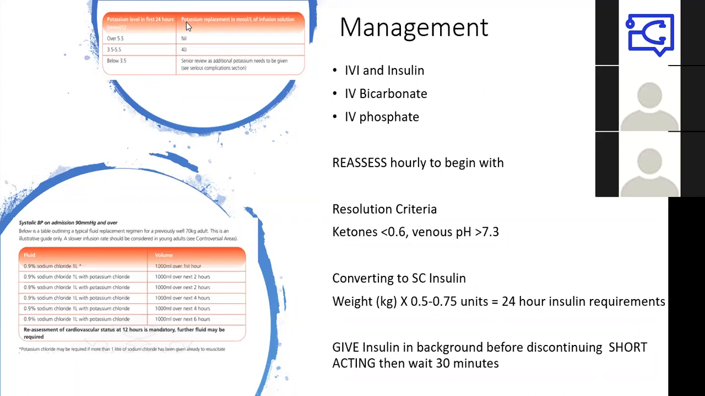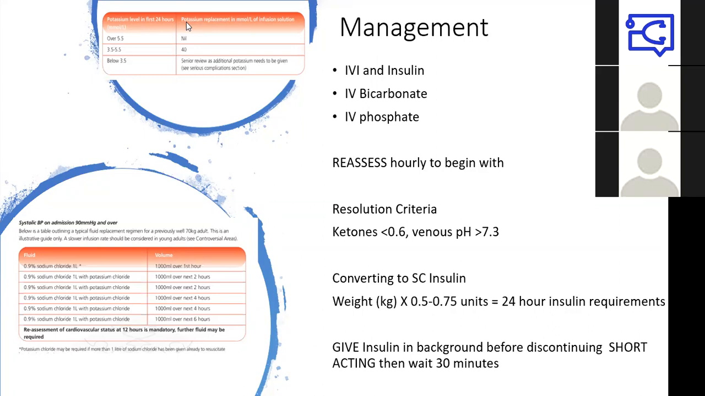Now, a big question we always get is how do you switch them? So you've resolved the DKA. You need to make sure they have some insulin on board before you switch them. And quite an easy way to convert them from fixed rate to subcut insulin is to take their weight, multiply it by half, and that is their 24-hour insulin. So we'll say they're 60 kilos, so that means they need 30 units of insulin in a 24-hour period.